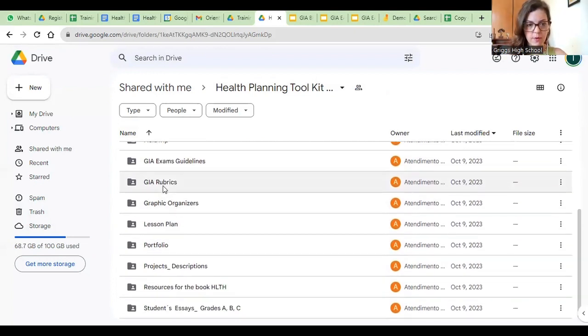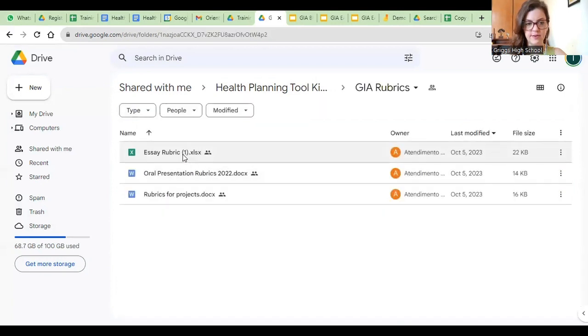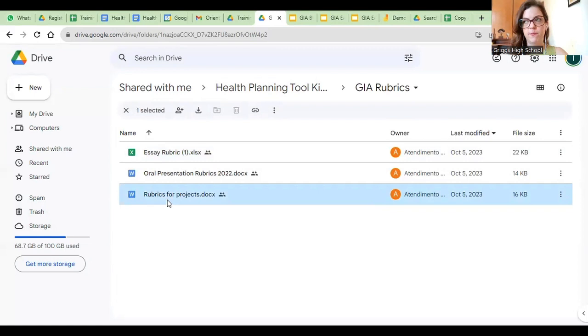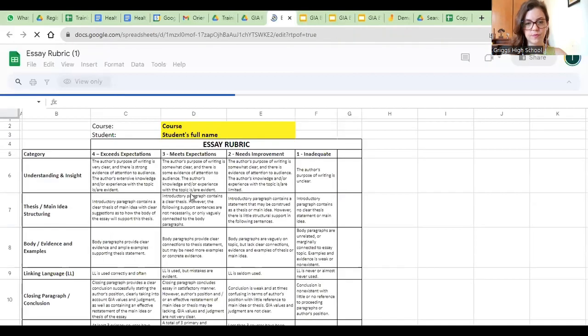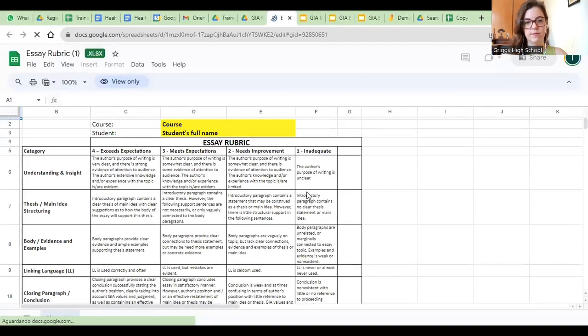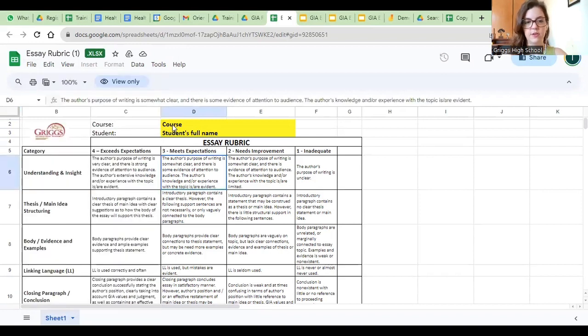Then we have the rubrics, GIA rubrics. Inside of it, you have rubrics for projects, presentation rubrics, and essay rubrics. So I know you saw this already in the academic writing. This is wonderful. I love this tool. You have to come here and make a copy for yourself. Make a copy.